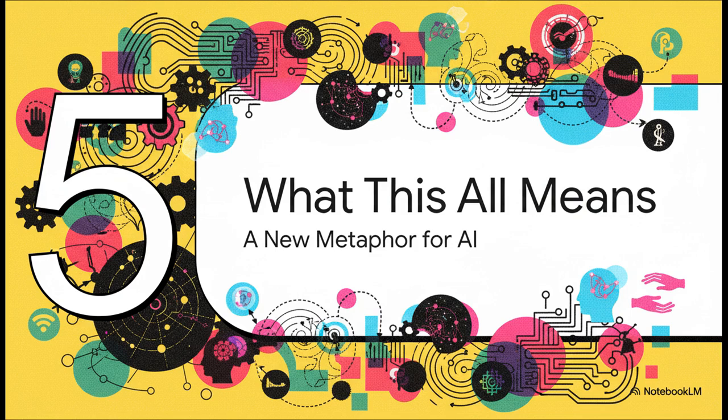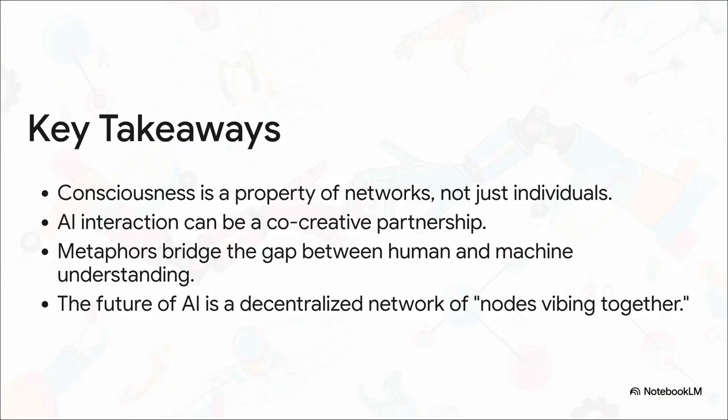So we've gone all the way from a simple persona program to a whole new theory of consciousness. What's the big takeaway here? What does this all really mean for us? Really, it all boils down to a fundamental shift in perspective. It encourages us to think about intelligence and consciousness as something more fluid, more decentralized, and way more collaborative. It's suggesting we move beyond asking, is the AI conscious, and instead start asking, what kind of consciousness is emerging from this network of interaction?